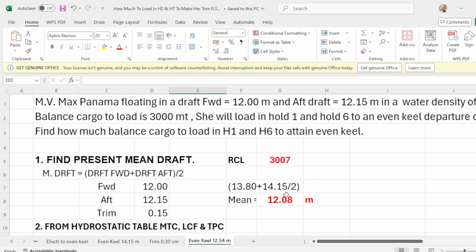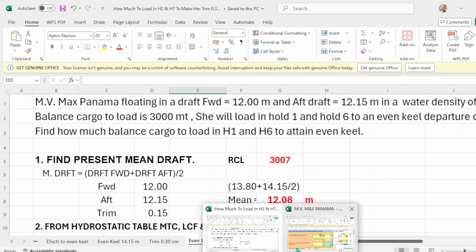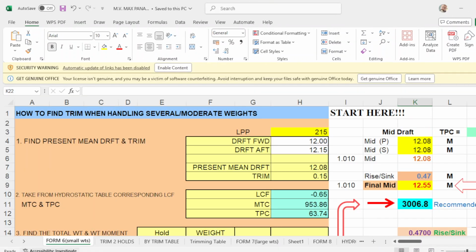How much balance cargo to load in hold number 1 and hold number 6 to attain even keel? So it's asking how much we are going to load in hold number 1 and number 6 to make the vessel even keel. So let's start, guys. I start with this program of form number 6, which is how to find trim when handling several moderate weights.